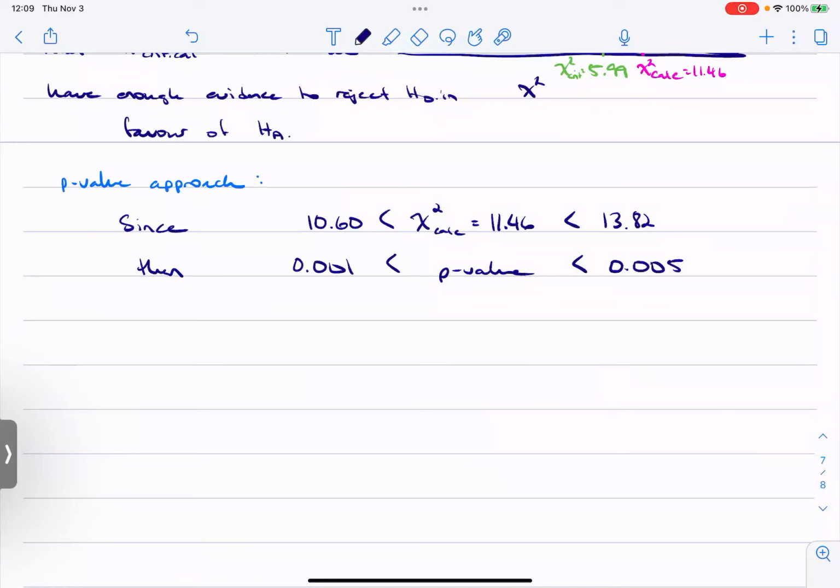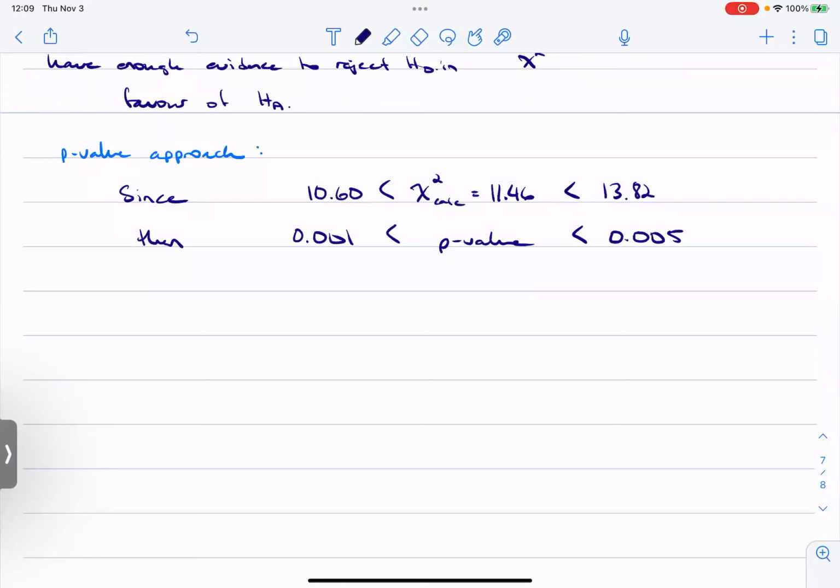That's kind of not as satisfying as having a real p-value, but it's enough. We have enough information here. It's somewhere between these two very small values. And so now that is going to be less than our alpha level, which we're assuming is 0.05.